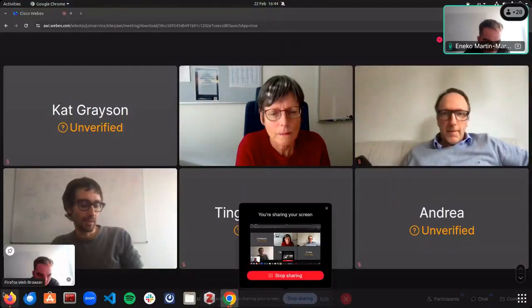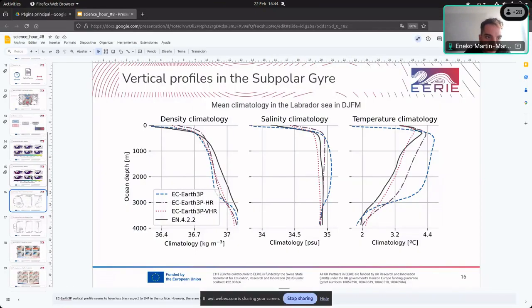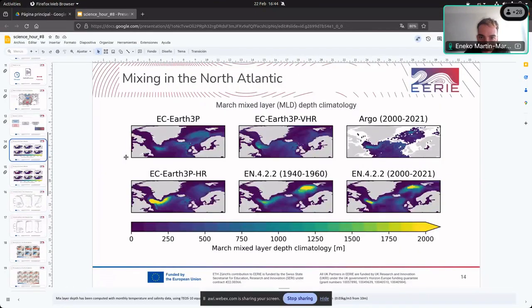If we take a look at the average climatology, we see that in the observations we seem to have very strong mixing. Well, it's not mixing on the low resolution one, but in the high resolution we almost have no mixing there. Yeah, I mean, I'm not sure.